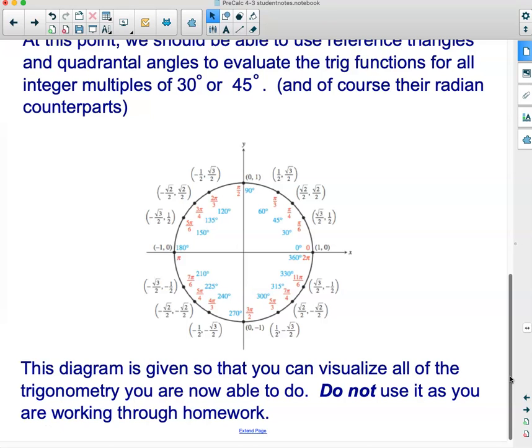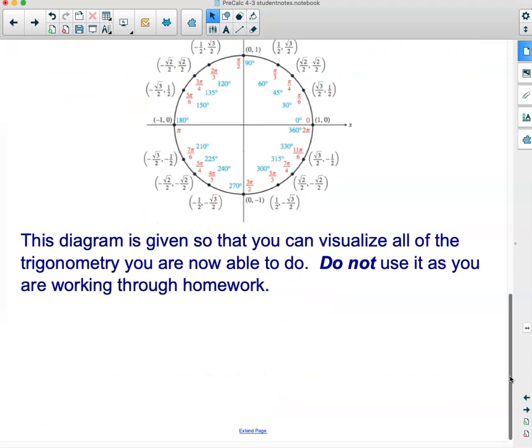So this diagram is given so you can visualize all of the trigonometry that we would now be able to do. We're not going to use it. We're going to make sure that we are still drawing our reference triangles at this point. Whenever you're doing the assignments, think drawing to get it started. Because tomorrow, we're going to create this, and you're going to realize, oh my gosh, I know all that stuff. I know how all that works.